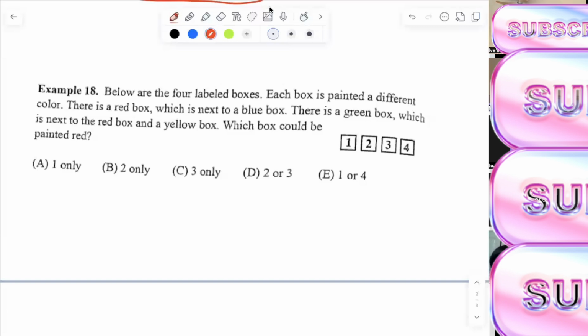What's your question? If it was in a line, it would be impossible in my calculations, because if there's a red box next to a blue box... Put that through chat, and tell me your answer through chat. Would it be in a line for 18? Would the boxes be in a line? Yeah, basically. They're in a line and we just want to find which one is what color.